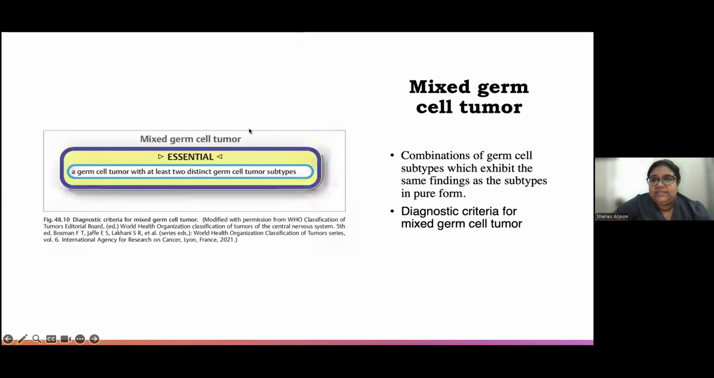And for mixed germ cell tumors, these are combinations of germ cell subtypes which exhibit the same findings as the subtypes in pure form. The diagnostic criteria would include a germ cell tumor with at least two distinct germ cell tumor subtypes.